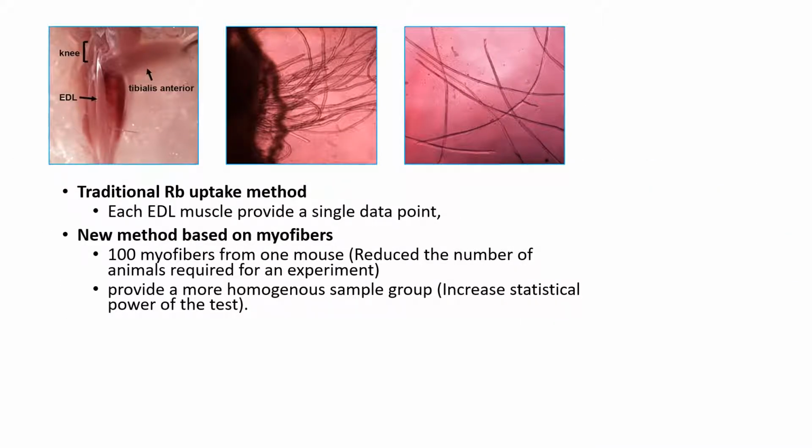What's the advantage of this method? In the traditional uptake method, you have one EDL, a whole muscle with different types of muscle fibers, but each muscle provides a single data point. In the new method based on myofibers, you have 100 myofibers from one mouse, which eventually reduces the number of animals required for each experiment. And it also provides a more homogeneous muscle group, which increases the statistical power of the test.